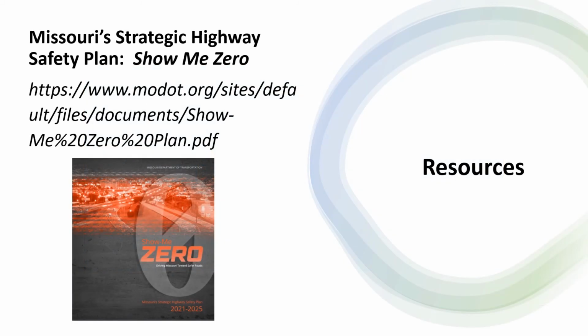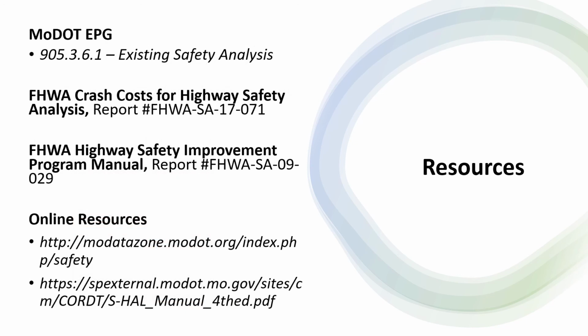MoDOT has a goal of 0 fatalities on Missouri's roadways. The game plan to achieve this goal can be found in Missouri's Strategic Highway Safety Plan. Show me 0. The MoDOT EPG contains an abundance of information about conducting an existing safety analysis. You can locate the safety analysis portion of the MoDOT TIA Guidance Manual in EPG 905.3.6.1. Additional information can be found in the resources listed here.